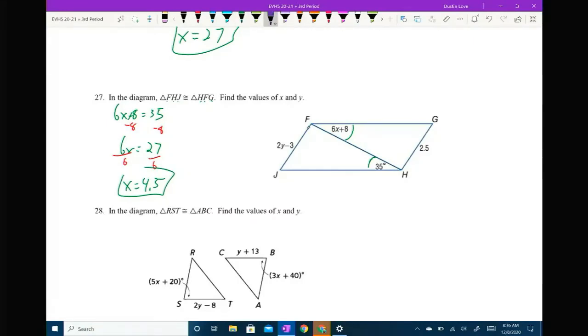Now, looking at side FJ, FJ is this wraparound, position 1 and 3, which means it's going to be congruent to HG, which again is this one. So 2y minus 3 equals 2.5. Now we're going to add 3 to both sides. 2y is equal to 5.5. So divide by 2 gives me y equals 5.5 divided by 2, which is 2.75.